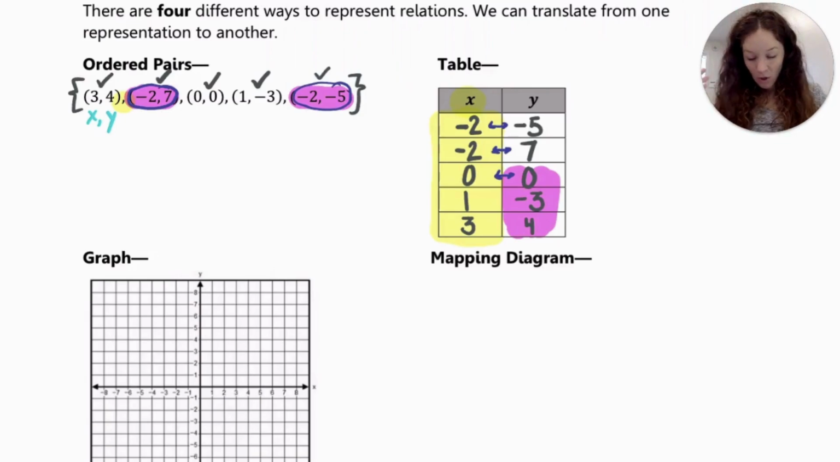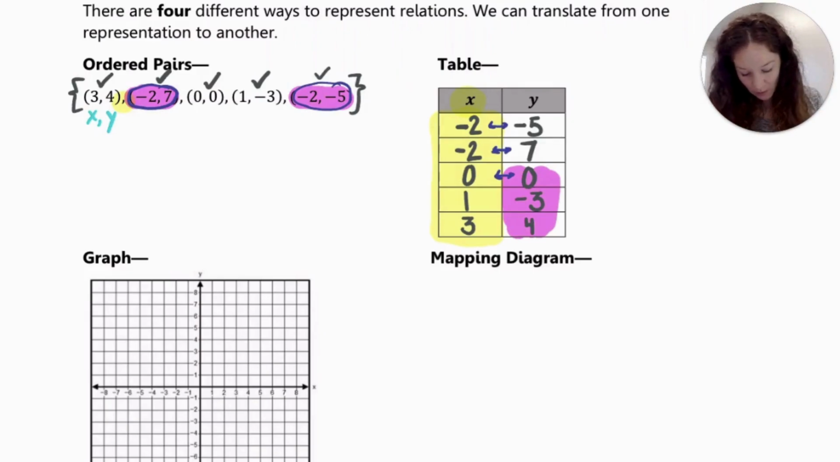Okay, for our graph, this is why I recapped graphing with you in lesson 1, because another way to represent a relation is to just plot the points, plot the ordered pair. So you might see a relation given as a set of points plotted. And so remember how we graph, our first value is x, that tells us where to travel right or left. Our next value is y, that tells us where to travel up or down.